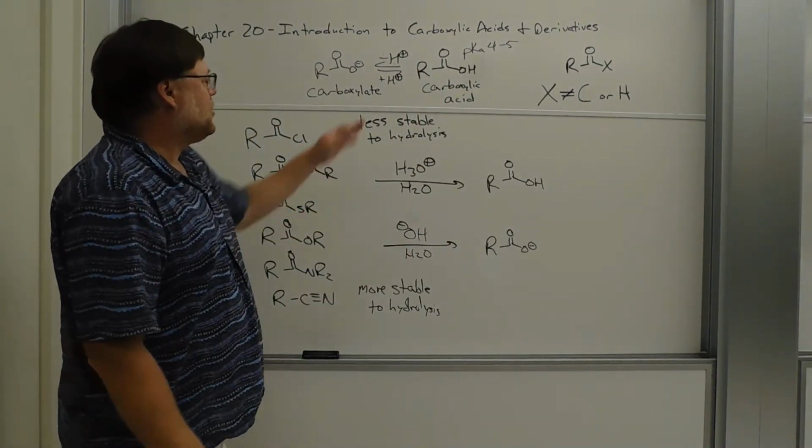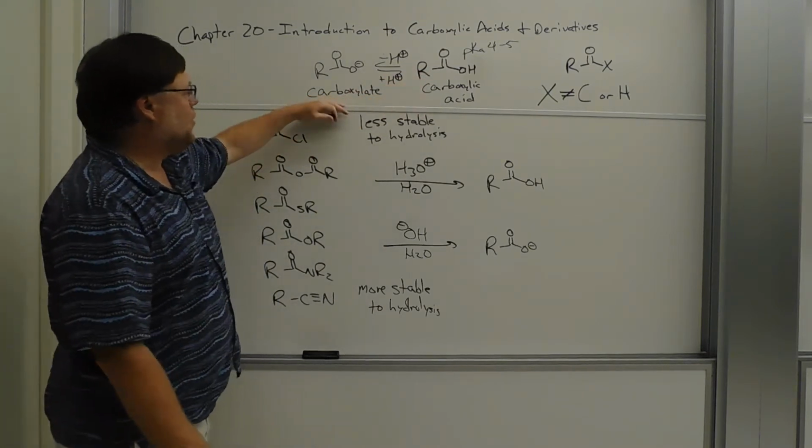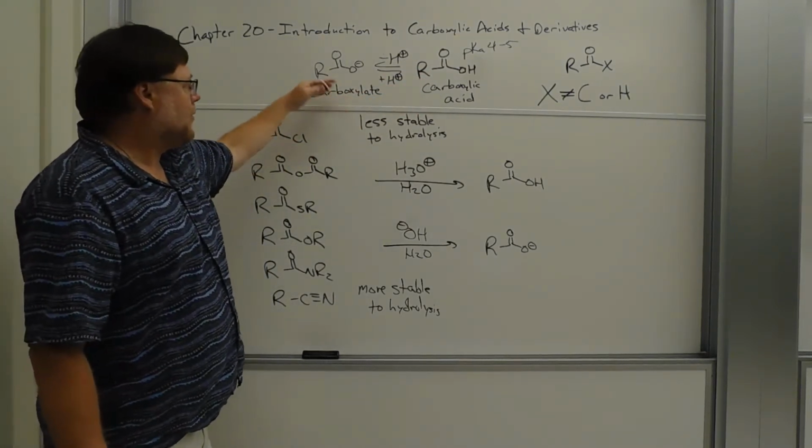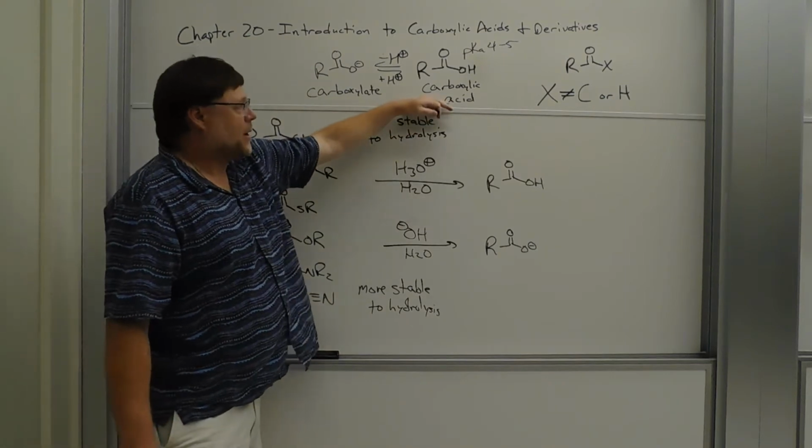All right, so if you lose a proton off a carboxylic acid, you get what's called a carboxylate. All right, and if you protonate the carboxylate, you get the carboxylic acid.